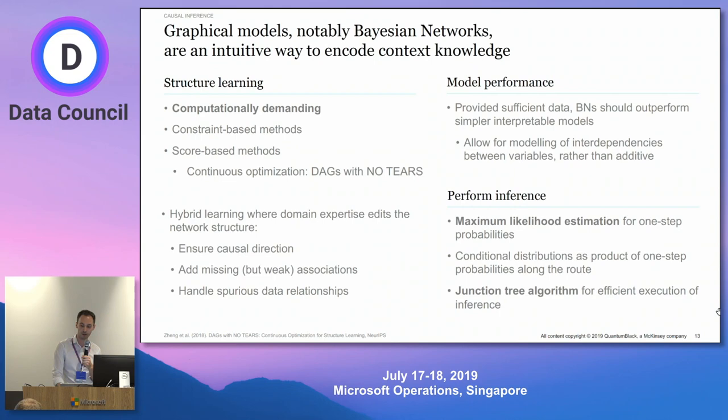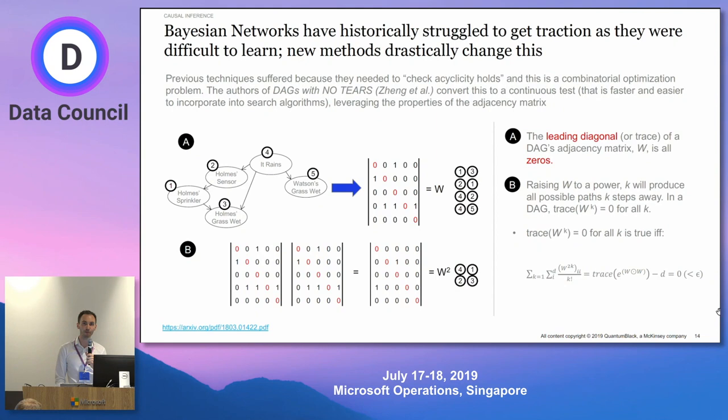But hopefully you'll allow me to geek out for a little bit and talk you through this. If no one's seen this paper, this is one of the best papers that I've seen at NeurIPS in a while. And I say this because it's really, really simple, and it solved a big problem that was a blocker to using Bayesian networks.